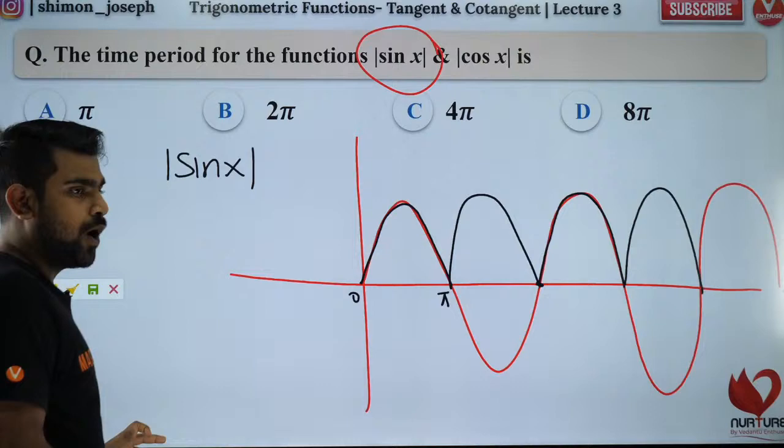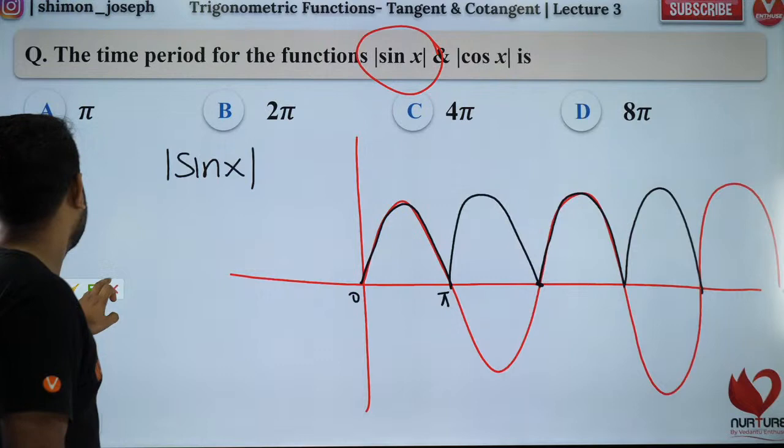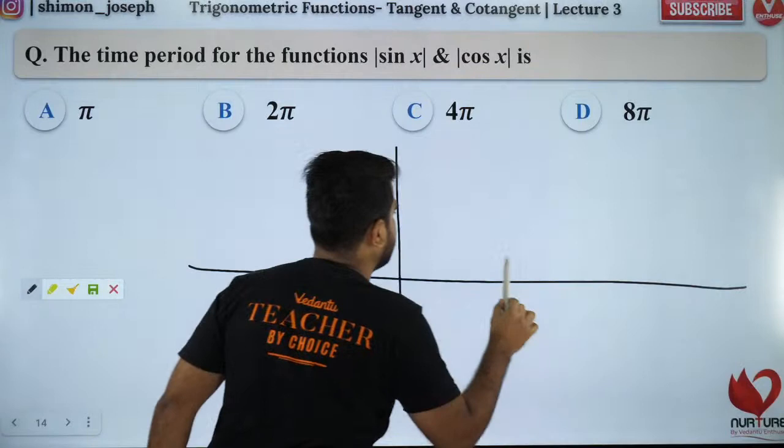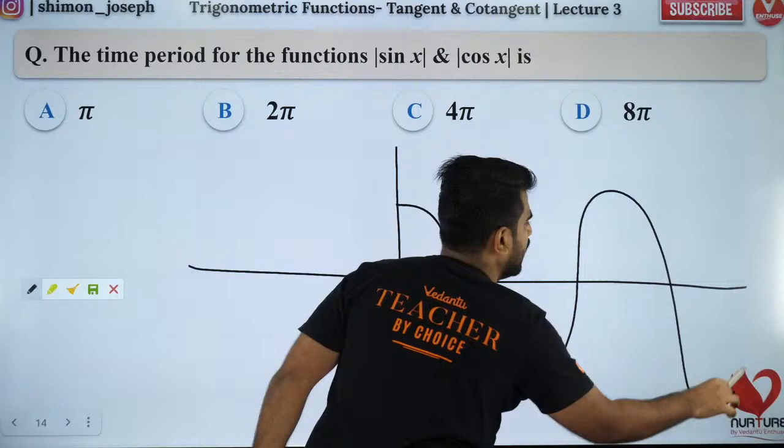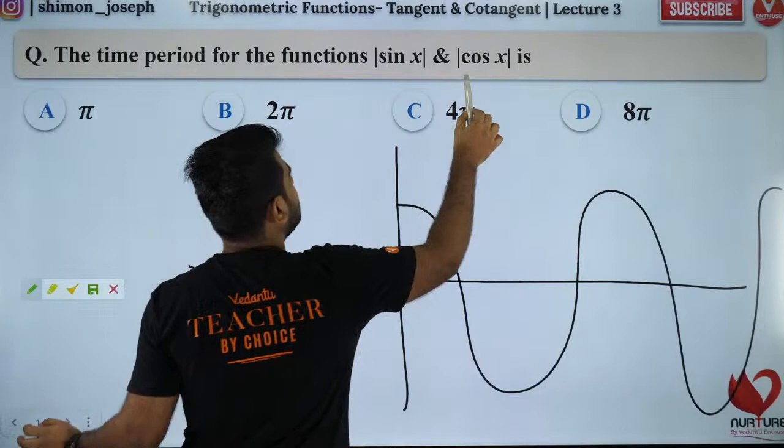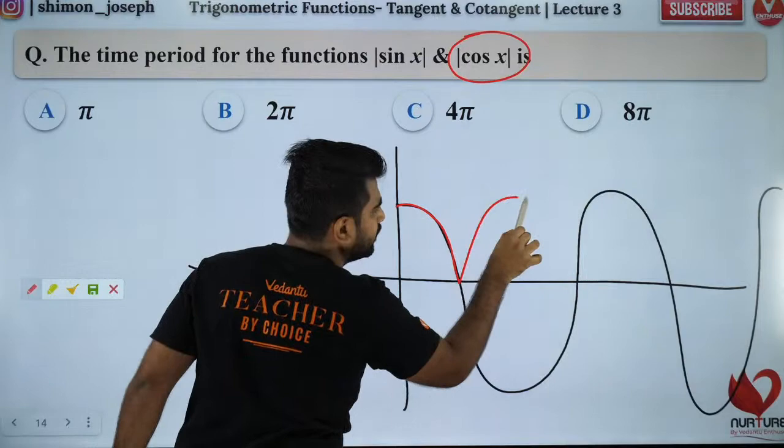Same way for cos as well. For cos also it's the same. It's pretty easy to visualize. I will help you again. Listen carefully. cos will start from 1, go to minus 1. Then it'll come like this, it'll go like this. So again, if I take modulus of cos x, what will happen? Modulus of cos x means only the positive portion will remain.